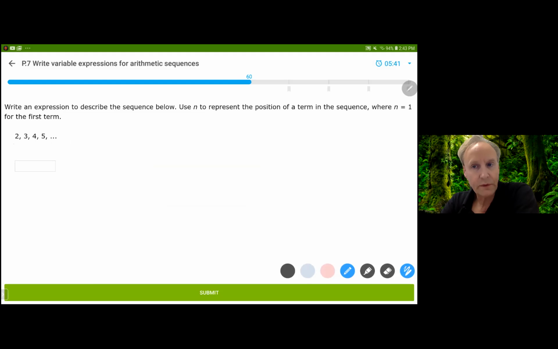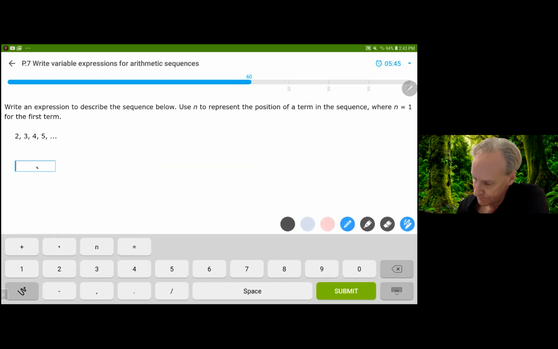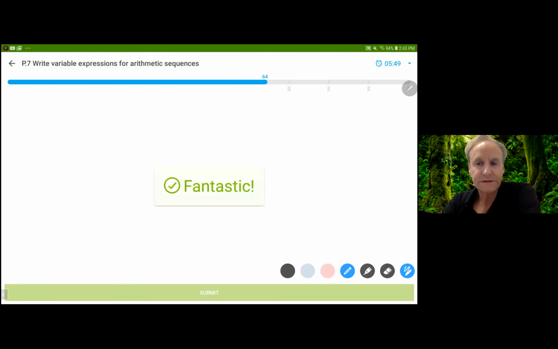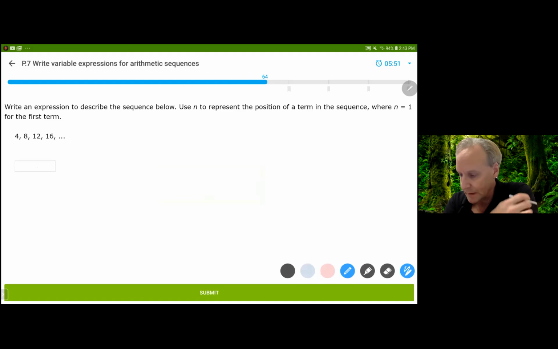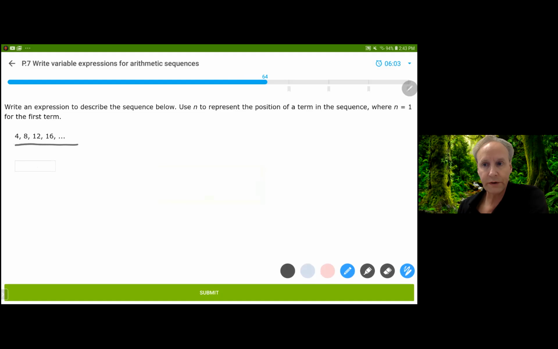This one, 2, 3, 4, 5. The first term is 1, so it's n plus 1. Sorry, not the first term, the zeroth term. I'm going to always call it the zeroth term. This one is a multiplier. You multiplied 4 times 1 and 4 times 2 and 4 times 3. Notice that these are multiples. That's another way of thinking about them. Whenever you have multiples, you have a multiplier. So it's 4n.